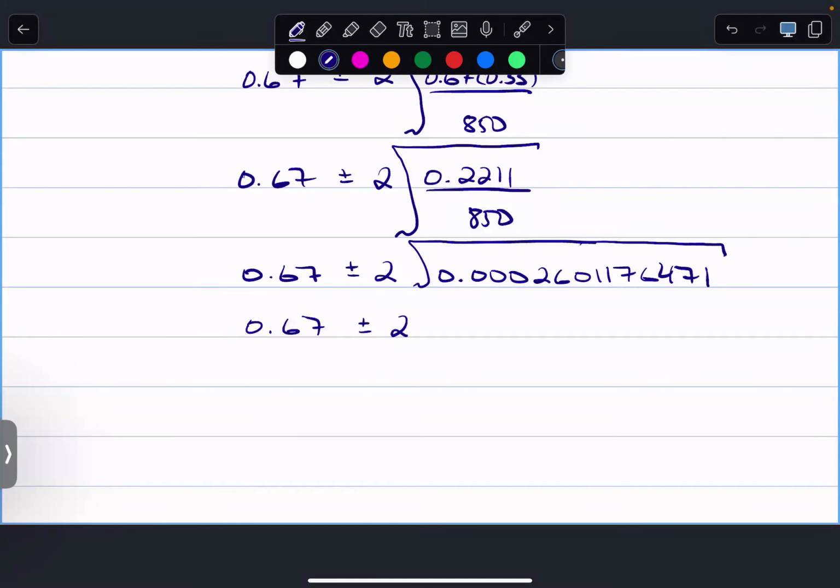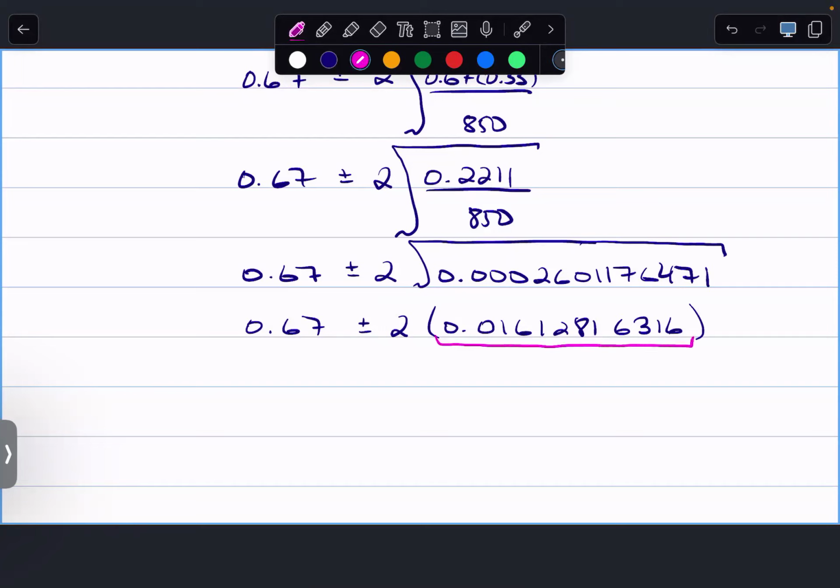0.67 plus or minus 2 times 0.016. This here is the standard error of p hat, right? And so here, this is the standard error of p hat. Right, so that's our spread. It's essentially our standard deviation of p hat.